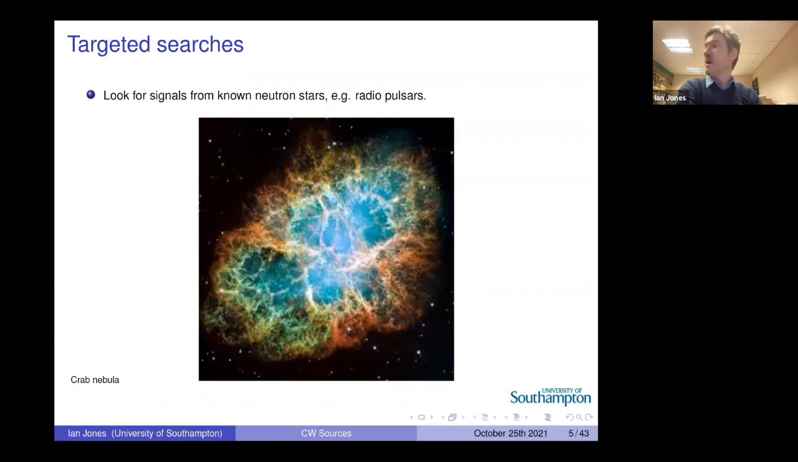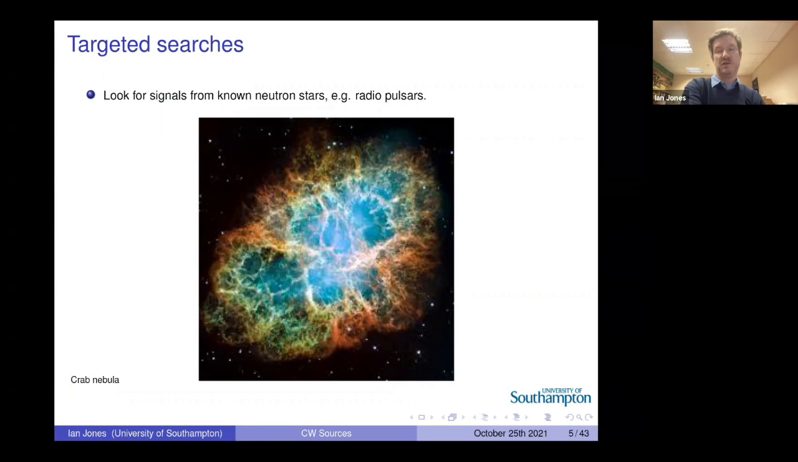The reason I'm going to talk about these is that one of the main things I want to do in this lecture is talk about some energy-based estimates for how strong these signals might be. And the argument basically works differently depending on these different sorts of searches. So the simplest sort of continuous wave gravitational search you can do is one of these so-called targeted searches.